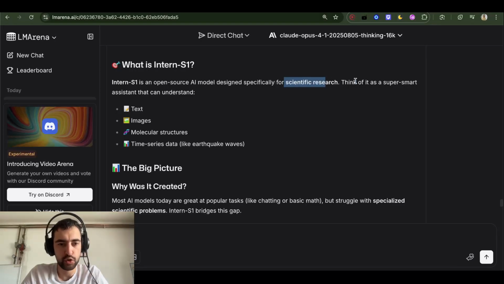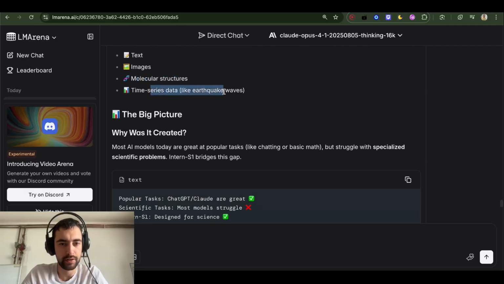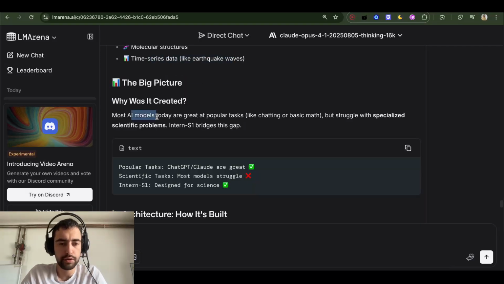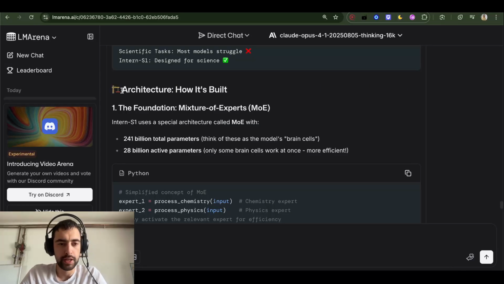Think of it as a super smart assistant that can understand text, images, molecular structures, time series data like earthquake waves. Most AI models today are great at popular tasks like chatting or basic math, but struggle with specialized scientific problems. Intern S1 bridges this gap. So let's check the architecture.